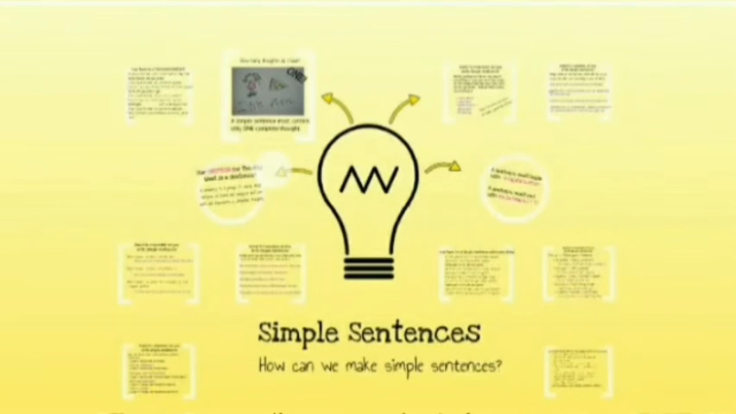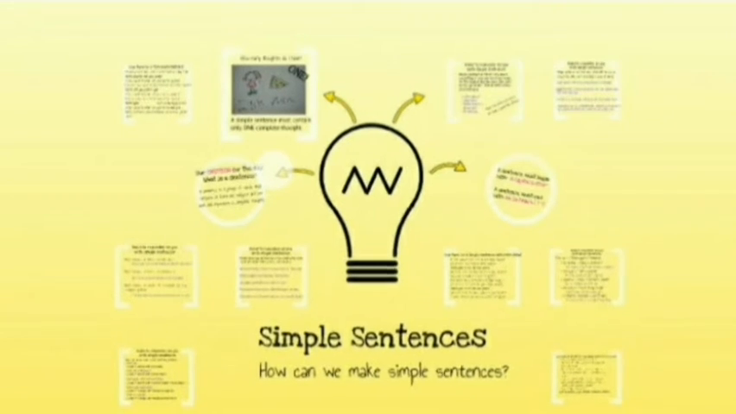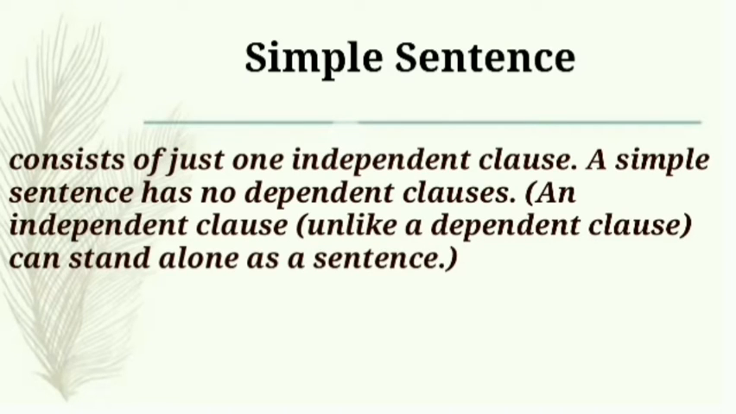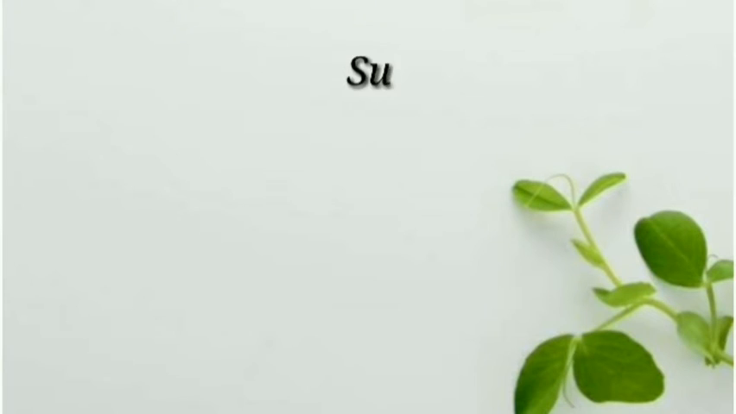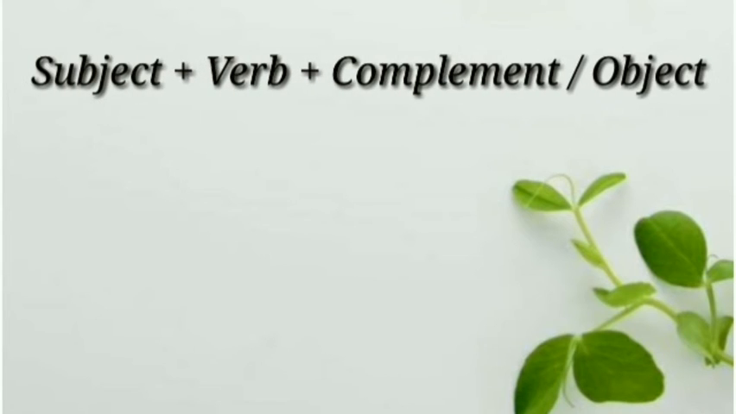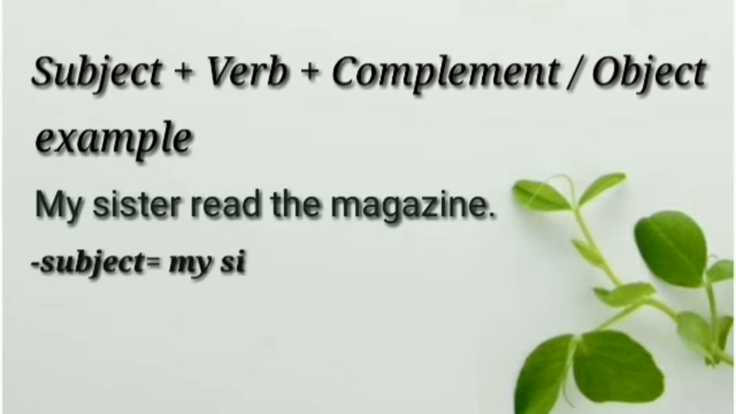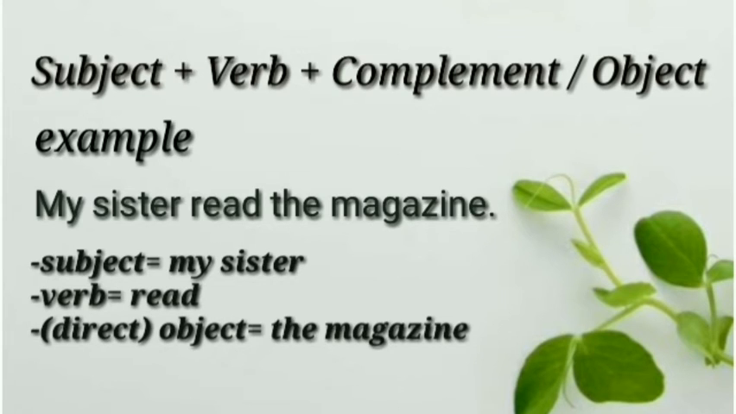And now we talk about the simple sentence. A simple sentence here consists of just one independent clause. A simple sentence is subject plus verb plus complement or object. For example, my sister read the magazine. My sister here is the subject, read here is the verb, and the magazine here is the direct object.